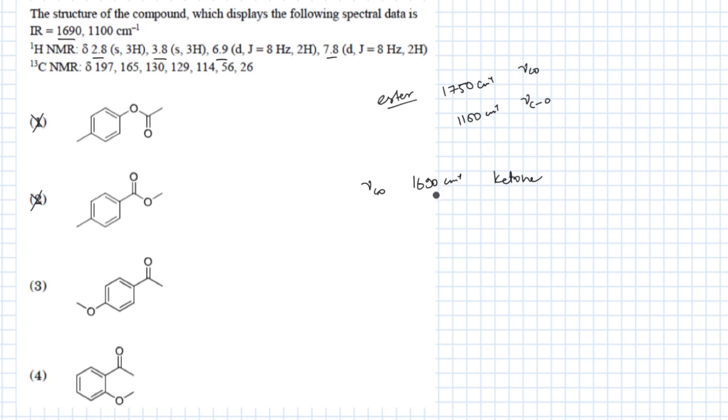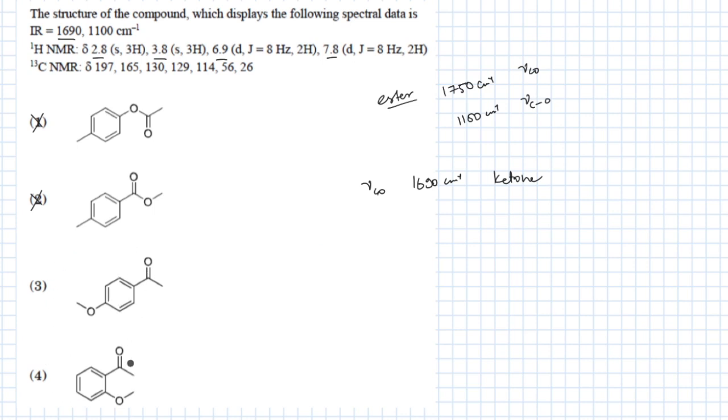And 1690 cm⁻¹ is quite lower than the usual trend which is 1700 or 1710 because of the conjugation of that ketonic group. If you can see in both these options, in 3 and 4 both, you will get a conjugated ketone, right? Here also and in this case as well. So that means the IR data is correct according to option number 3 and 4.